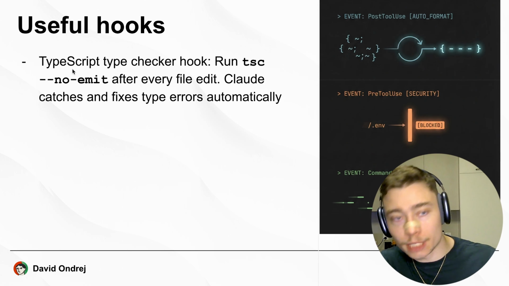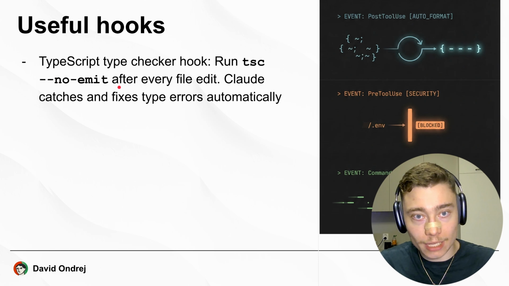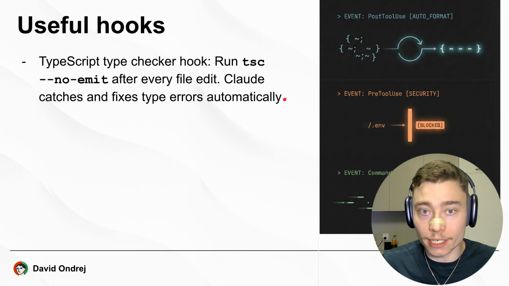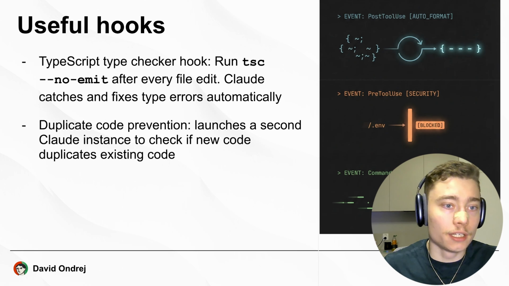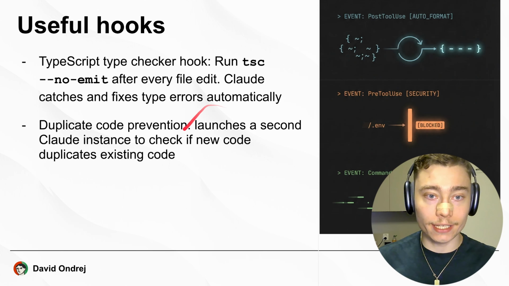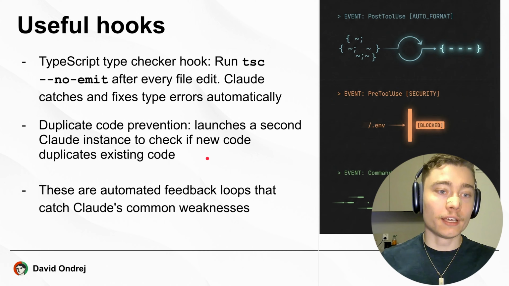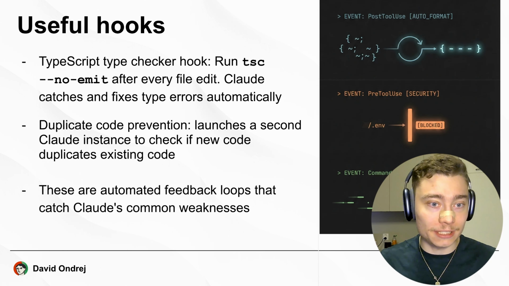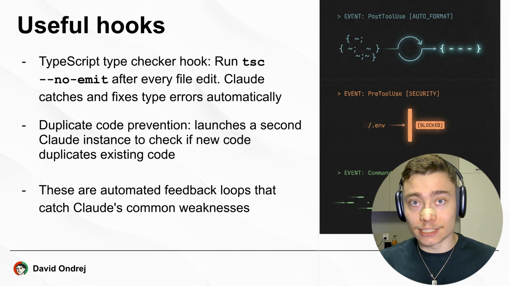First off, a TypeScript type checker hook, which simply runs tsc --noEmit after every single file edit. And this will allow Claude Code to catch and fix any type errors automatically, whereas otherwise you might have only caught them when trying to deploy or when running npm run build. Another useful hook is duplicate code prevention. This can launch a second Claude Code instance to check if the new code already exists somewhere in the codebase, and if so, prevent duplication. And these are just two examples of automated hooks that would catch some common mistakes that Claude tends to make. But honestly, as AI models keep getting better, there are fewer and fewer of these mistakes.